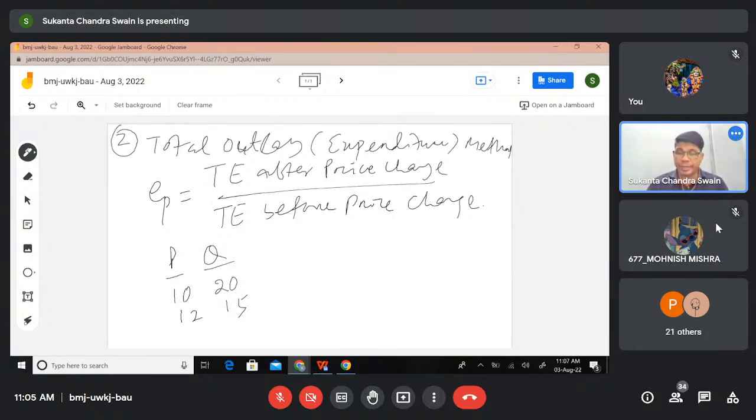So can you do it? Total expenditure is not given in this question, but you can find it out. How? When price is 10, demand is 20, so total expenditure will be 20 into 10. So one more column we can create, total expenditure. It is 20 into 10, 200, and it is 180.